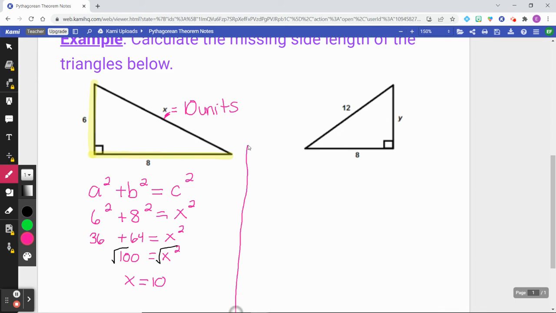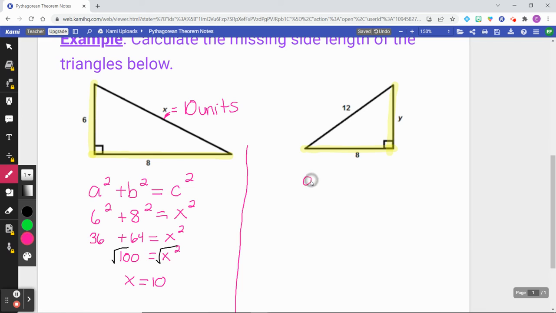So let's take a look at our second example. If you want to go ahead and pause here and try this one yourself, feel free. In this example, we see that we have one leg given to us, that's the 8. We need to solve for the other leg. And again, our hypotenuse is going to be the 12.